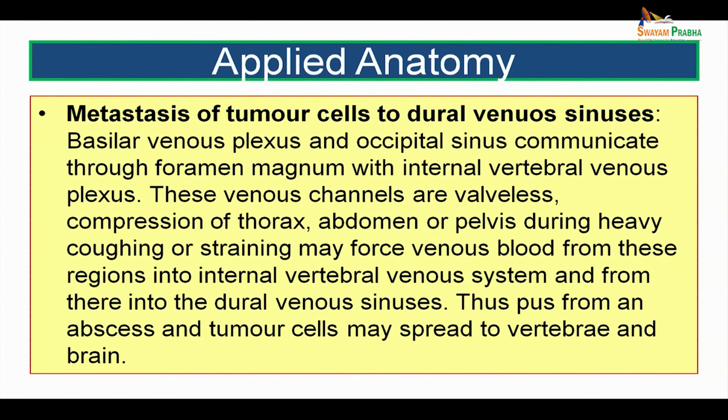Next point is metastasis of tumor cells to the dural venous sinuses. The basilar venous plexus and the occipital sinus communicate through the foramen magnum with the internal vertebral venous plexus. These venous channels are valveless. Hence, compression of the thorax, abdomen or pelvis during heavy coughing or straining may force venous blood from these regions into the internal vertebral venous system and from there into the dural venous sinuses. Thus, pus from an abscess in these areas as well as tumor cells may spread to the vertebrae and the brain tissue.